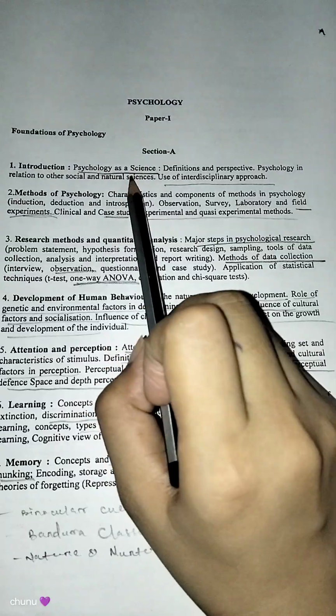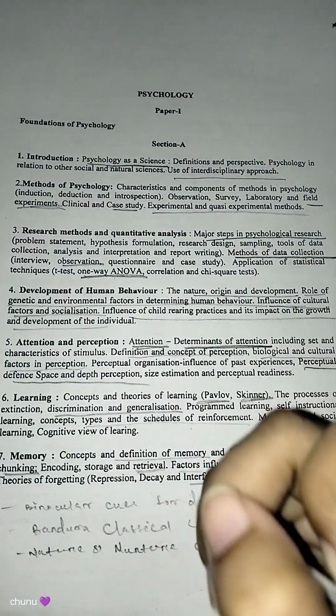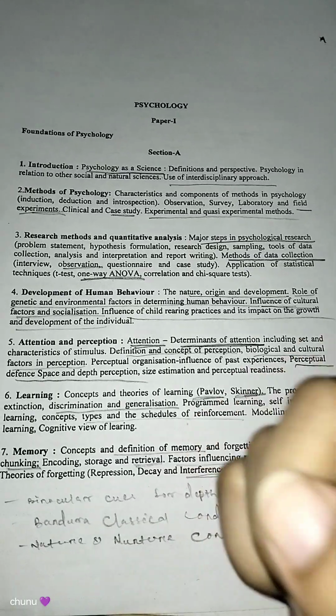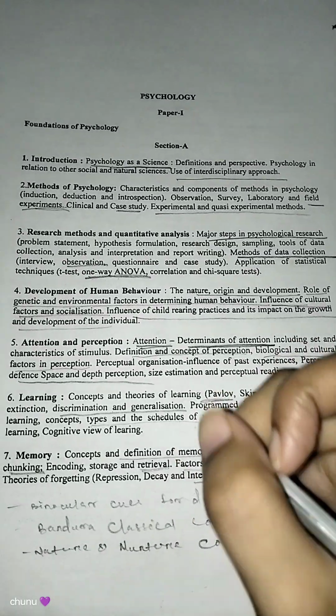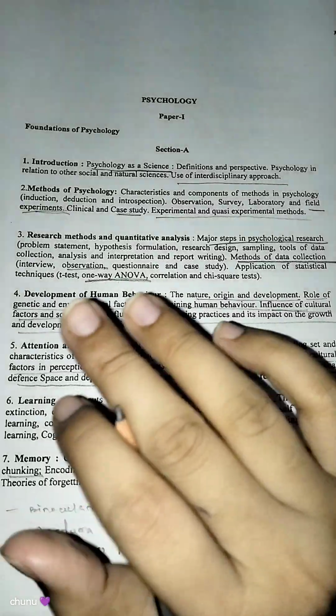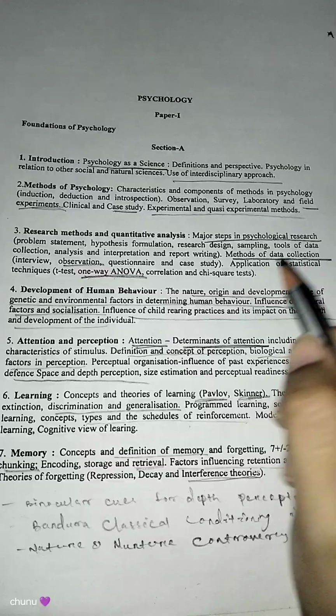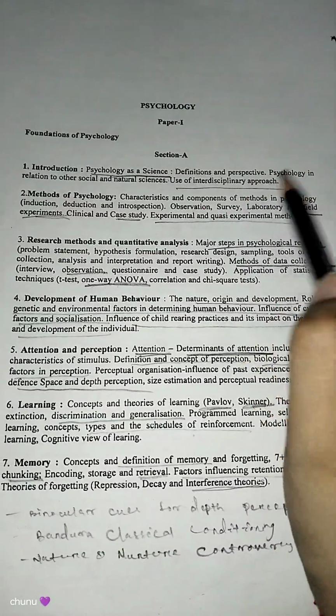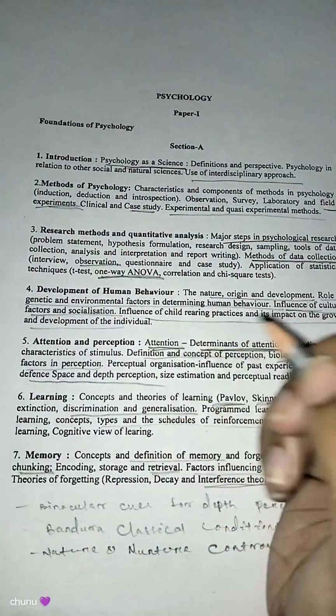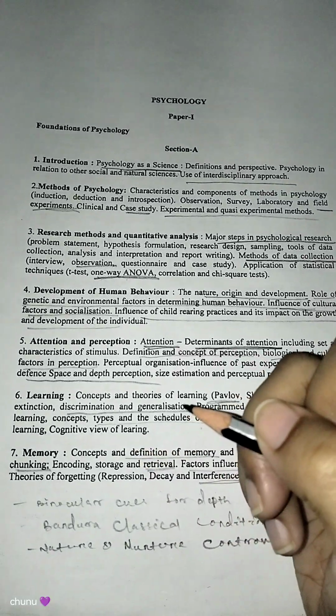First is psychology as a science: how we choose psychology, and how psychology is a science. We learn totally from the Pearson book as well as the IGNOU material. Use the interdisciplinary approach, how psychology is related to other subjects also. And the second one, the methods of psychology.